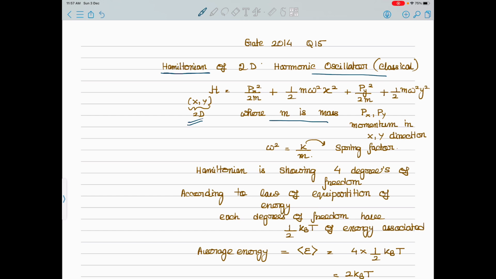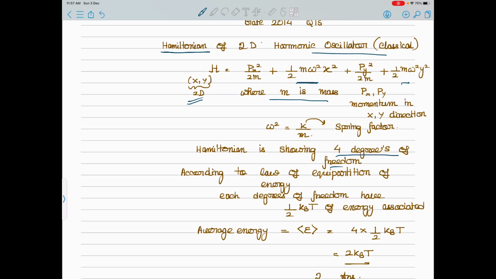So how many degrees of freedom are seen here? Although it's a two-dimensional classical harmonic oscillator, the degrees of freedom are 4. We can see them in px, py, and the potential energy terms, half m omega square x square and half m omega square y square. So 4 degrees of freedom can be seen over here. According to the law of equipartition of energy, the total energy is equally partitioned among each degree of freedom.